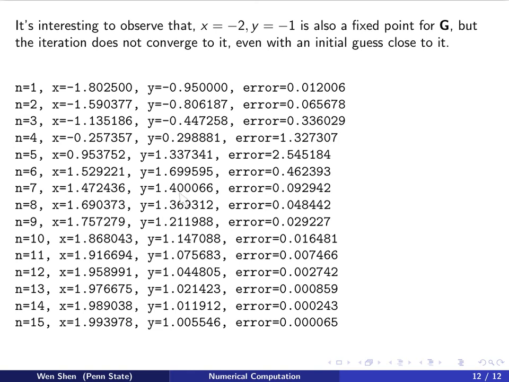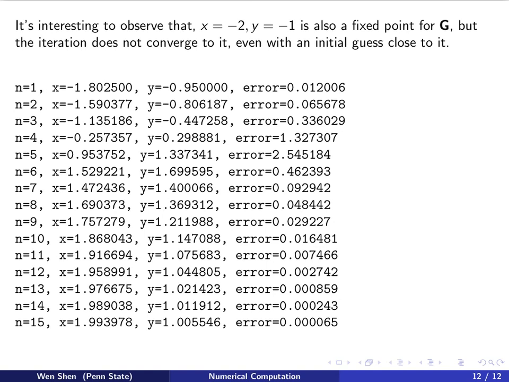And we see that this is the output of the program, and we show it up to 15 steps. We didn't show more because you see that even though you start very close to this fixed point, eventually the solution drifts away and it gets close to the other fixed point, which is x is 2, y is 1. So it will never converge to this fixed point even though you start right next to it.